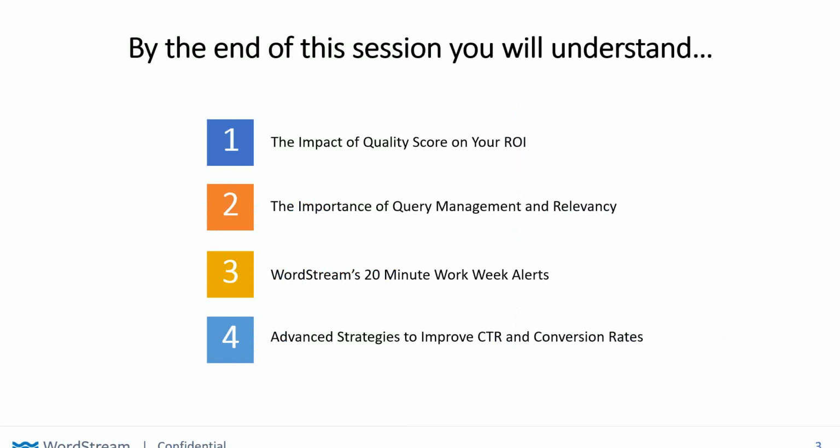Hopefully, as we go through today, we will be able to teach you and show you some great things. By the end of this session, you will have a greater understanding of the impact of quality score on your ROI for your digital marketing, the importance of managing your queries in your account for AdWords specifically, and how to make sure that you're deriving relative funnels to match those queries to ads and segments of your accounts. We'll go through how WordStream helps you tackle that with our 20-minute workweek alerts, and then dive in for a couple of additional advanced strategies to help you generate better results, improved click-through rates, and ultimately more conversions, which is the whole point of advertising in the first place.